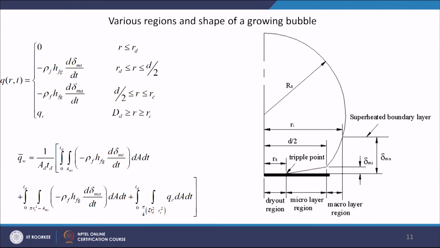So, here this will be varying for different radii. You see, RD was actually the dry-out region, D by 2 is your extreme limit of the micro layer, RC is your extreme limit of the macro layer, and finally this capital RD was the bubble diameter. Now, here I have shown you what will be happening whenever we integrate this over the limits. Here it was zonal-based heat flux I have shown, instantaneous and at a particular position. If you integrate, then you will be getting this equation.